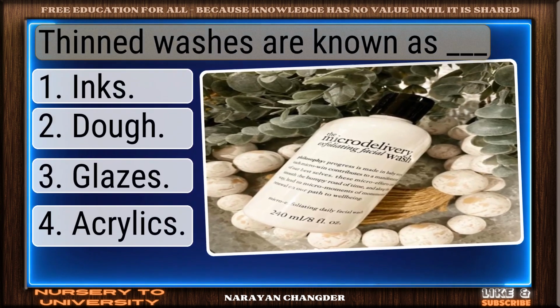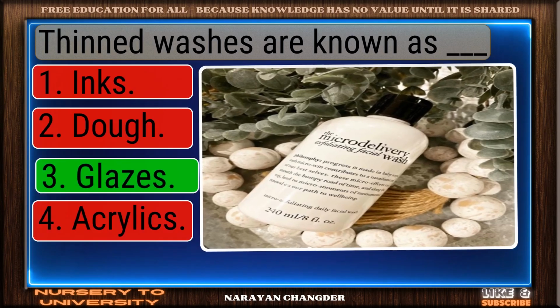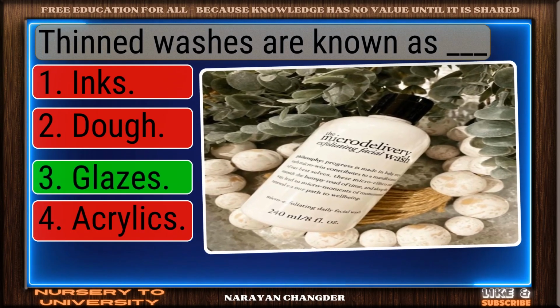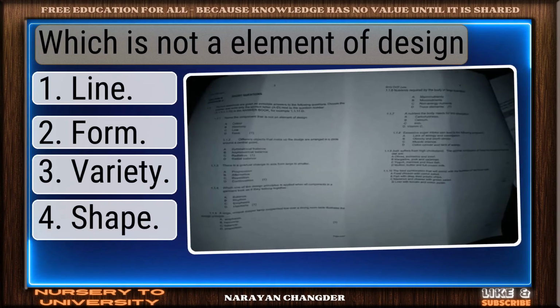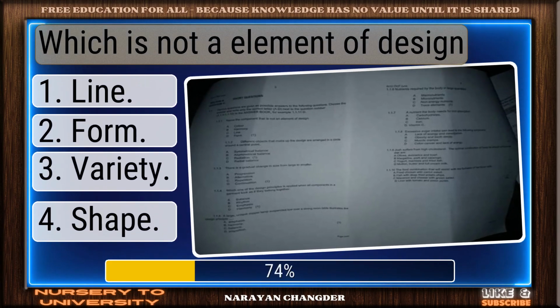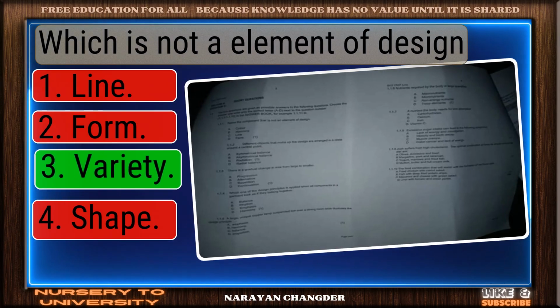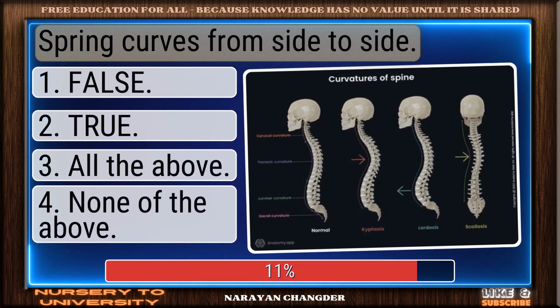Thinned washes are known as dash. Clear logic. Your choice, glazes, is sound and 100% true. Which is not an element of design? Valid point. Variety is true. Spring curves from side to side.